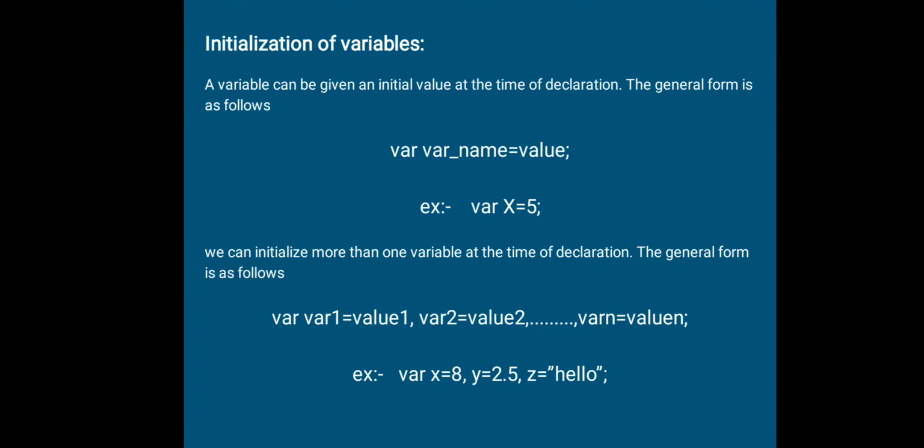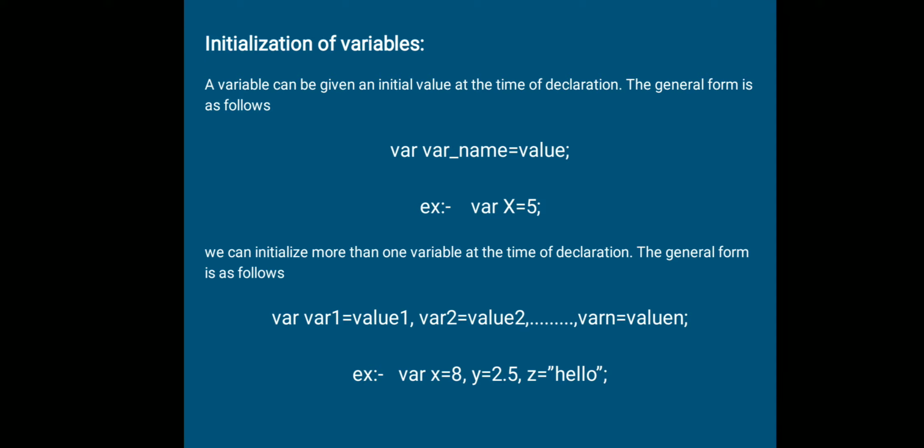When we are declaring a variable, we can initialize the variable also. The general form of declaration and initialization of a variable is as follows. var is a keyword, variable name is an identifier, equal to is an assignment operator, and then the value. Whatever value I am giving will be assigned to the variable name at the time of declaration. In this example, I have declared a variable called x and initialized x to 5.